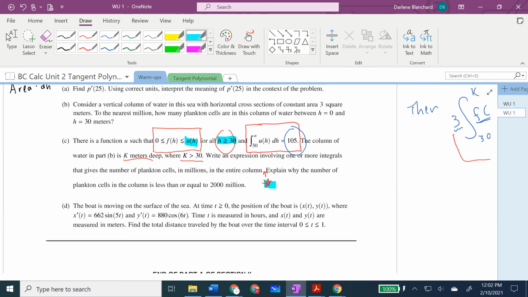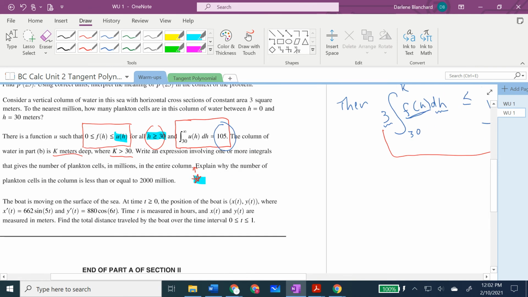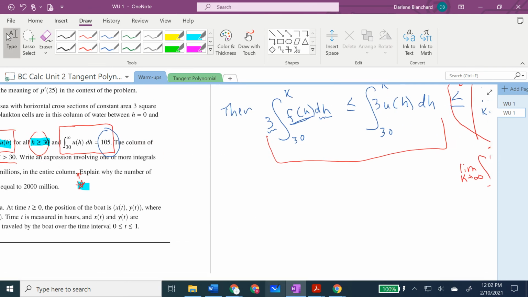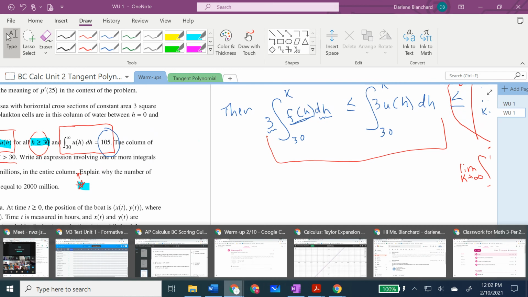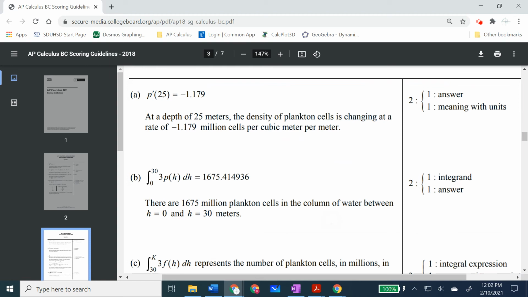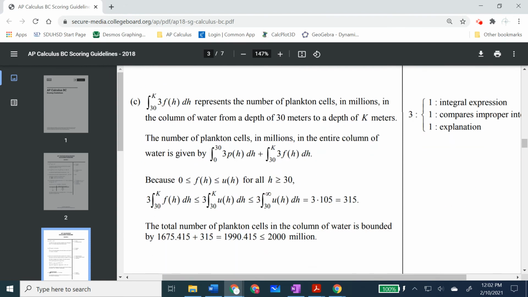Then, going back to this star, explain why the number of plankton cells in the column is less than or equal to 2,000 million. So at that point, I'm just going to grab the answers to just show you that you need to be writing, and people are going to present it in slightly different ways, but essentially you need to have this inequality that shows that your density from 30 to K is less than or equal to 315, but add that to the quantity that you had gotten in part B. And then you have to specifically state it's less than or equal to 2,000 million.